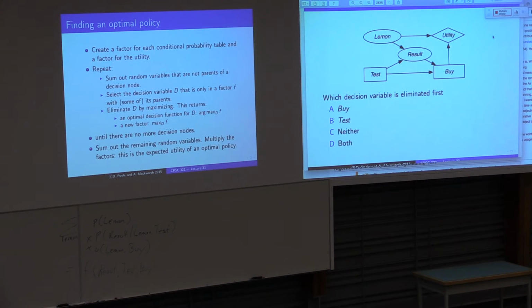We now got to which decision variable is eliminated first. So now at the second one, we've summed out the random variables, and we've got this factor. I want to know which decision variable we can eliminate next.